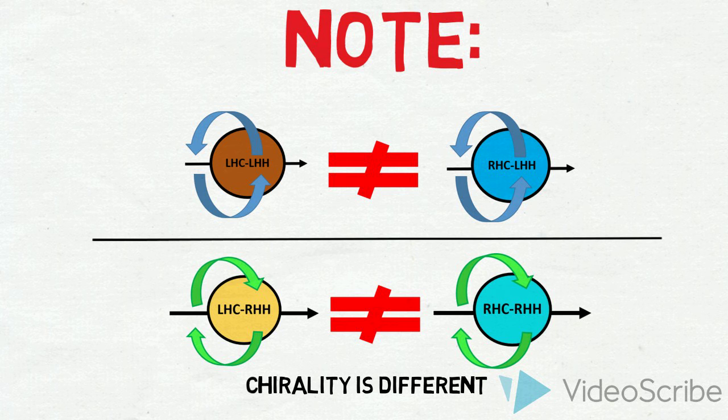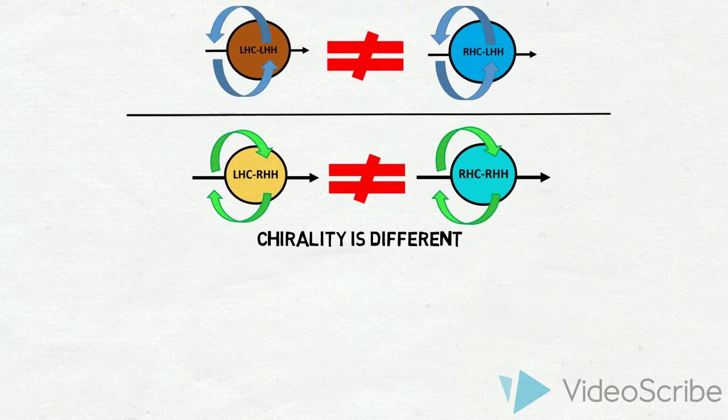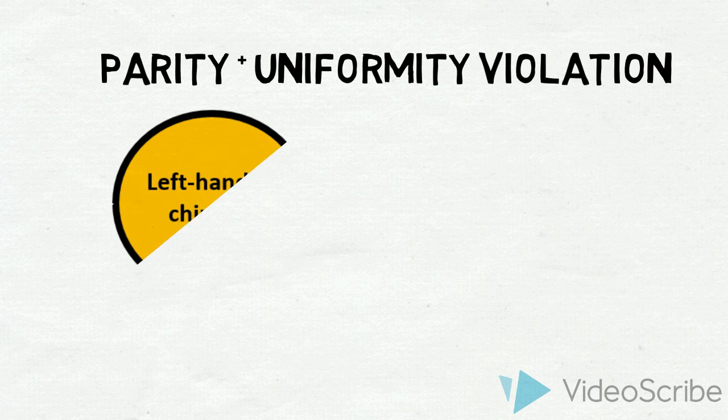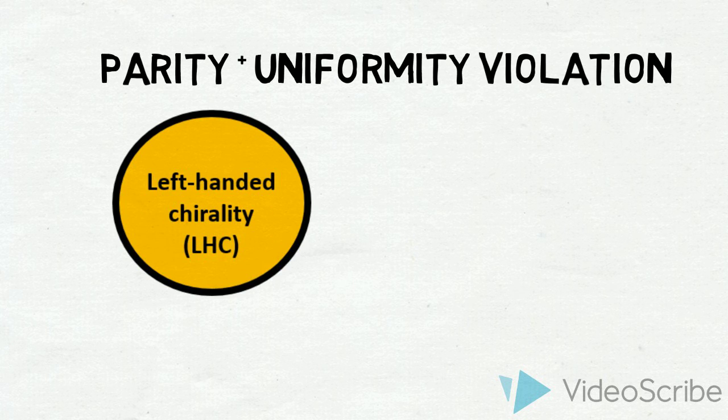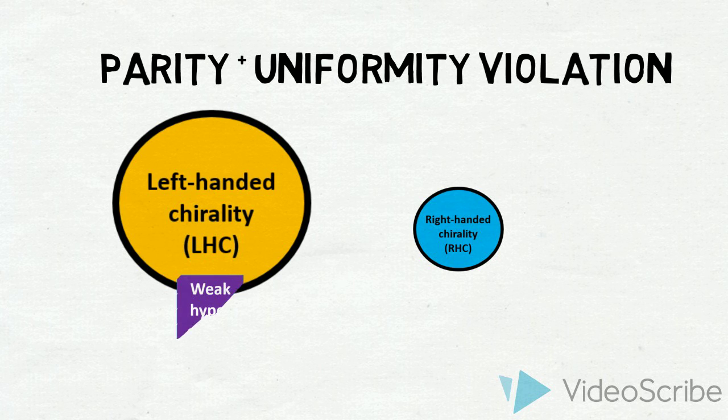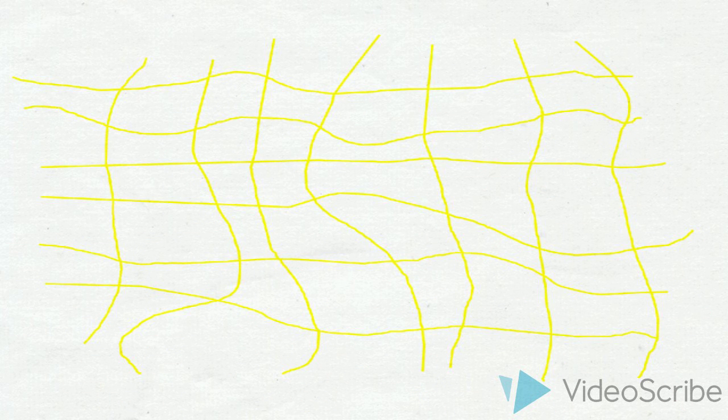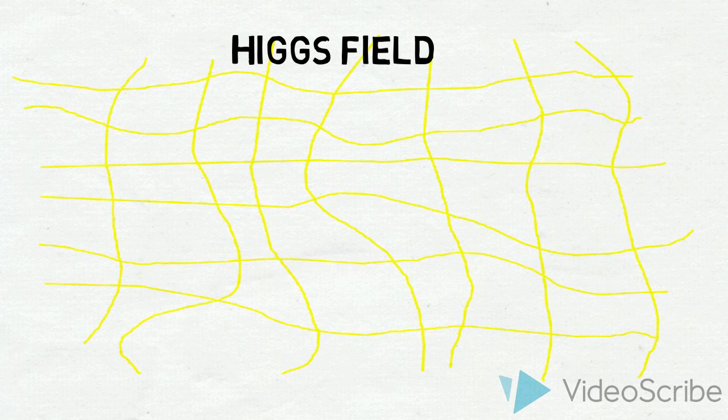Using the example of electrons, those with left-handed chirality are treated differently from those with right-handed chirality by the Higgs field due to something called parity and uniformity violation, as there's a higher percentage of electrons with left-handed chirality. Electrons with left-handed chirality have an extra weak hypercharge on them in the Higgs field, while those with right-handed chirality do not. However, an electron can lose its weak hypercharge by simply transferring it to the Higgs field, to which the Higgs field gladly accepts.